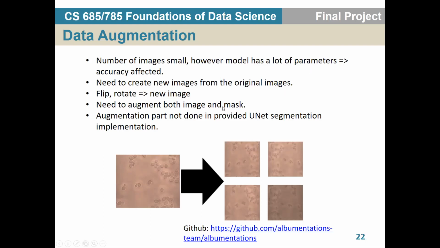So the location of the colony in the mask, we also need to have in the same location as in the image. The augmentation part is not implemented in the code we will provide, so you have to implement it yourself. It's not a lot of coding, and you can refer to this GitHub link to see how augmentation is done.